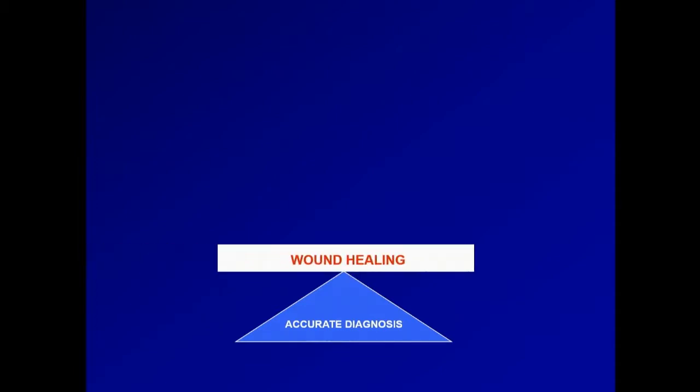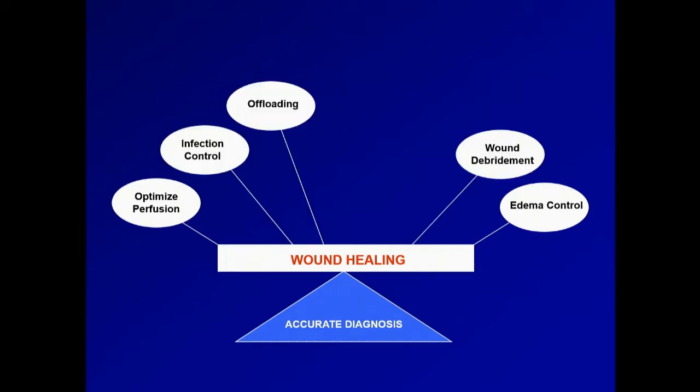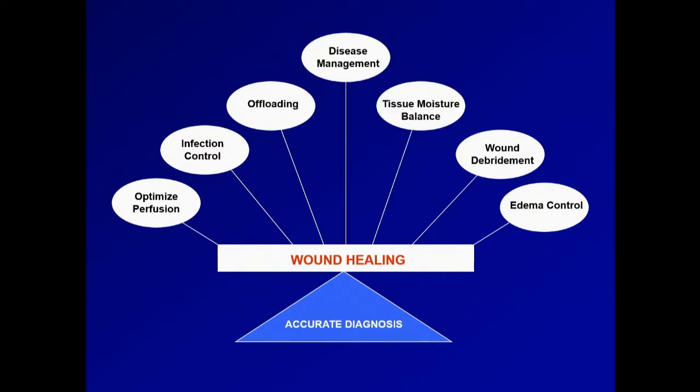One of the most important things when it comes to assessing patients with wounds is to establish an accurate diagnosis, something that extends beyond the scope of this talk, but that's the foundation with which we start. Then wound healing and assessing these wounds becomes a balance of many different factors, certainly optimizing perfusion, as we've just heard, looking at features such as edema control, infection control, wound debridement, offloading, tissue moisture balance, and disease management for things like smoking cessation and diabetes. So in the interest of time, we'll focus on just a few of these.